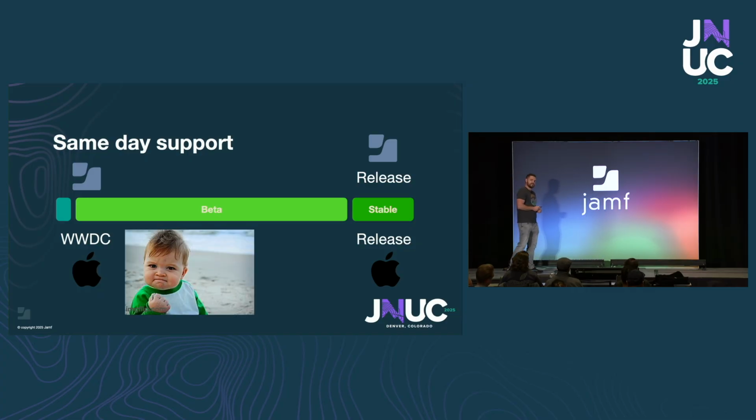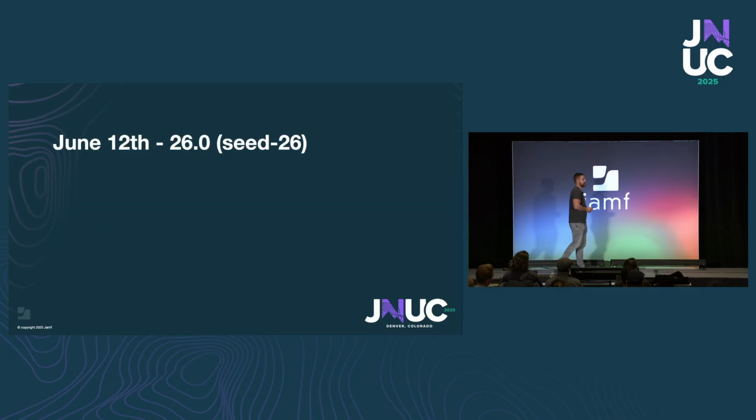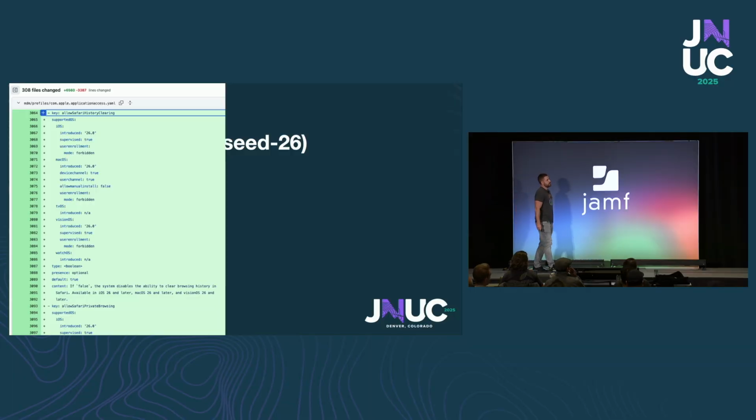And it's actually something we did this year. The WWDC changes appeared in the MDM schema on June 12th, and it was called seed 26. And during our beta program of configuration profiles 3.0, known as legacy payloads, we gave it to you the next day.